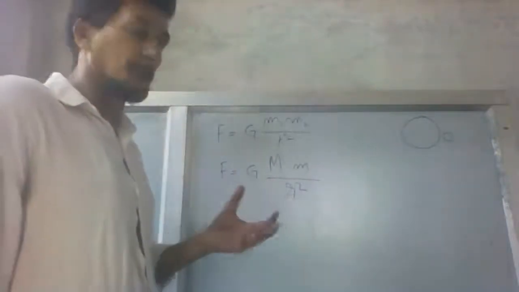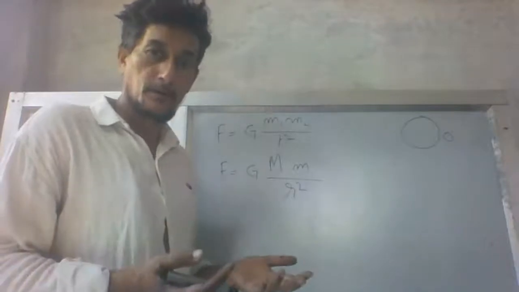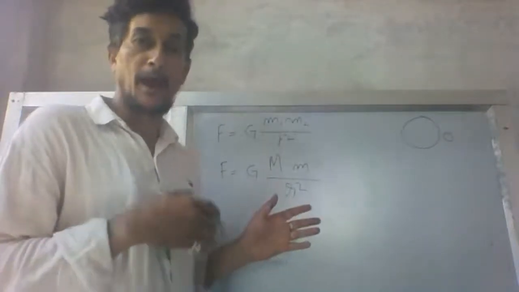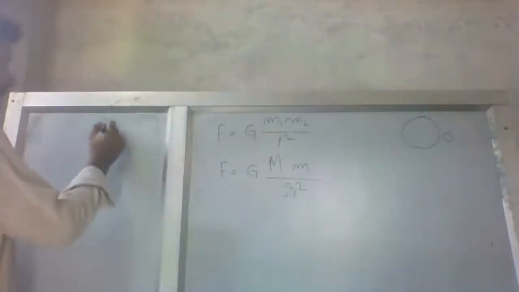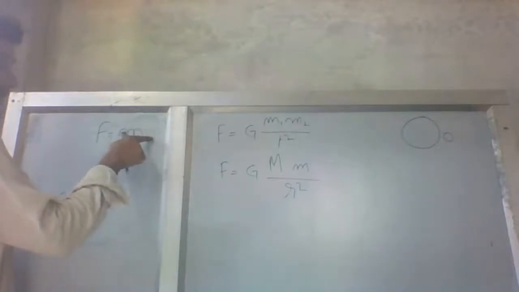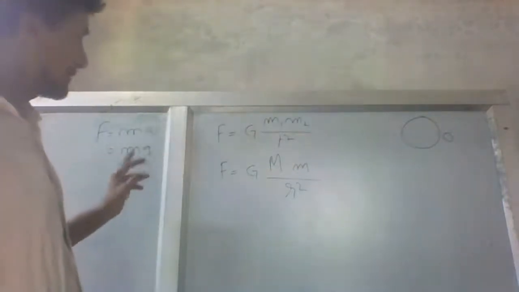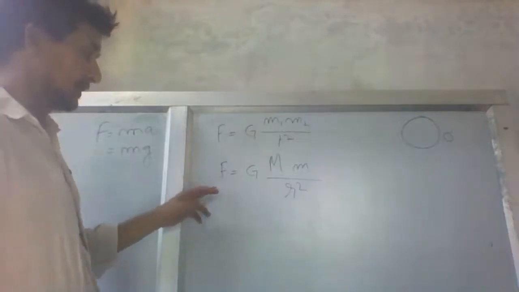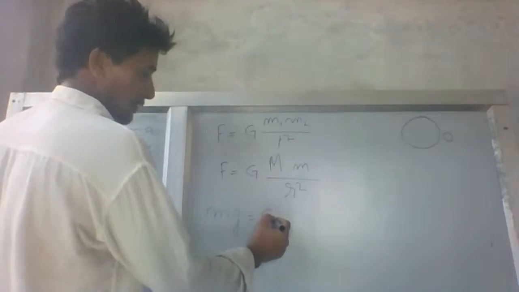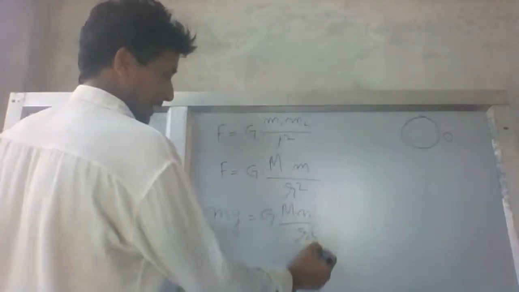So the body will get pulled down by its own weight. By the second law of motion, F is equal to m into a, and here the acceleration is the gravitational acceleration, so F is equal to mg. Now I am putting this value of F is equal to mg over here. So it will become mg is equal to G M m upon r square.